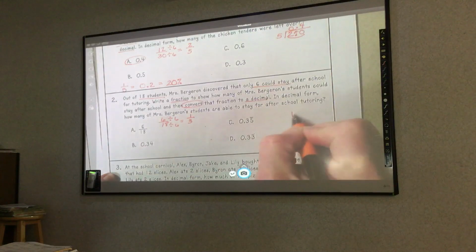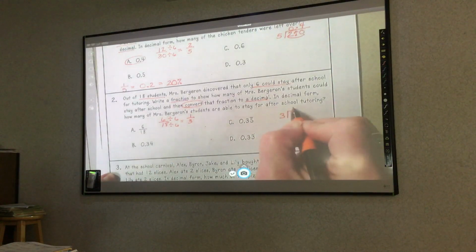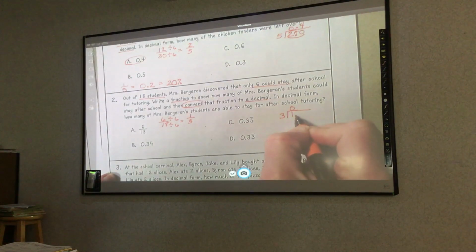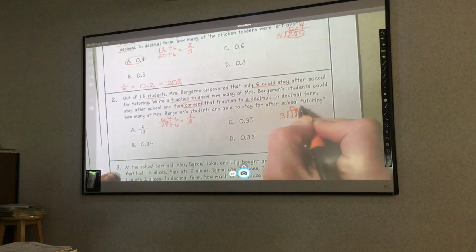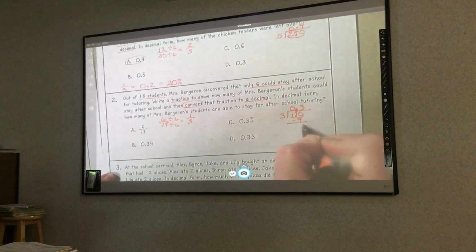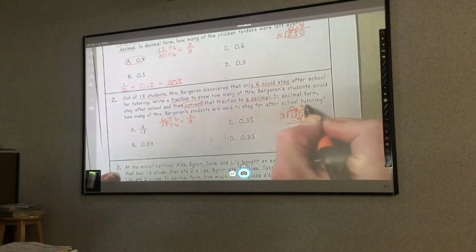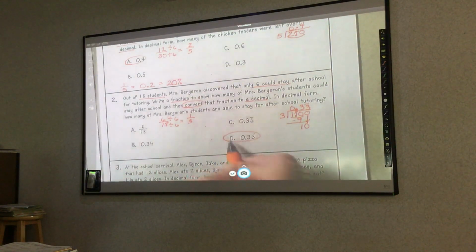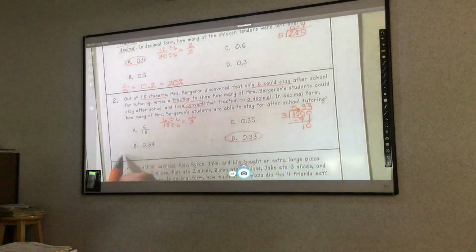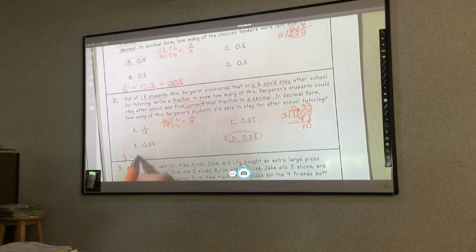Decimal? Divide. 1 divided by 3. 3 doesn't go into 1, so I add a 0. Decimal point, bring it up, add a 0. 3 goes into 10, 3 times, which is 9. 1 left over, add another 0. But what is happening? It's repeating. So my answer is D. 1/3 is another one you should have memorized. 1/3 is always 33 and a third percent, or 0.3 repeated.